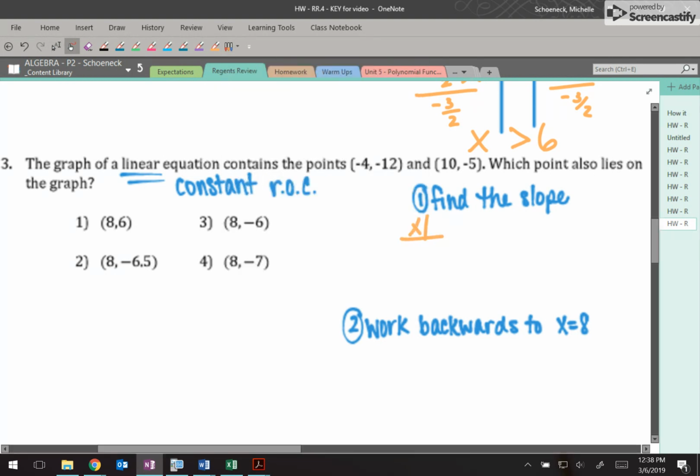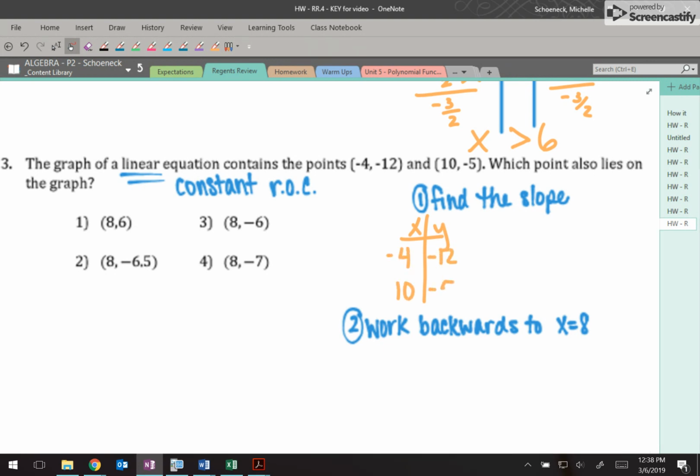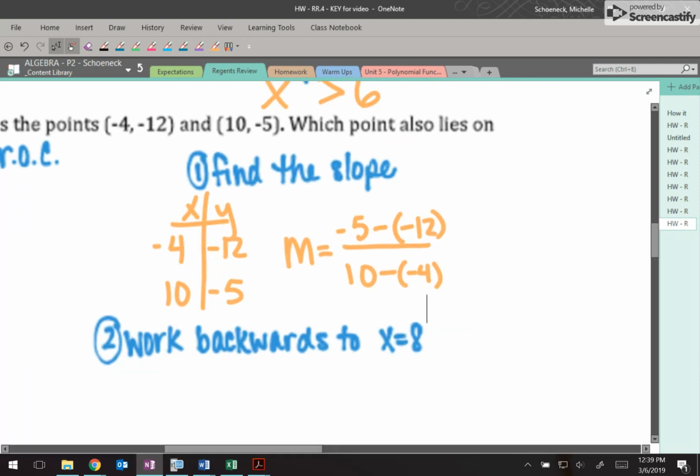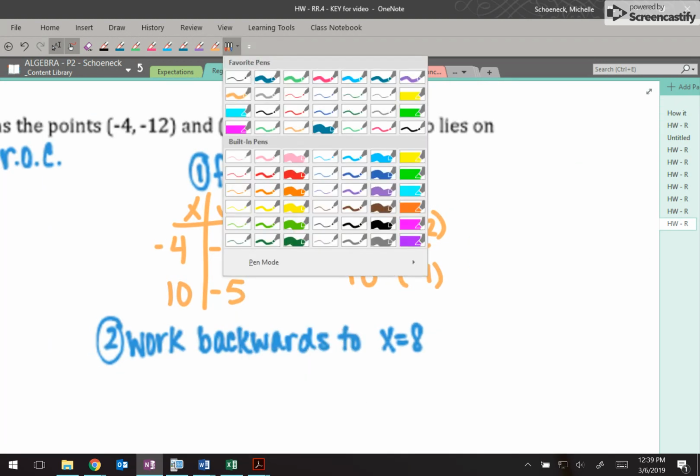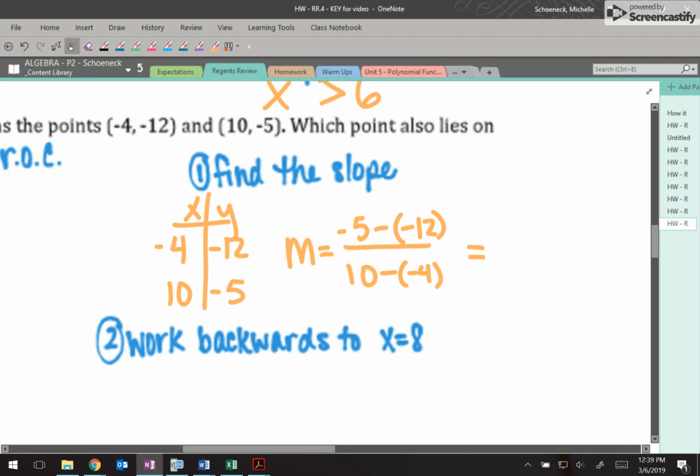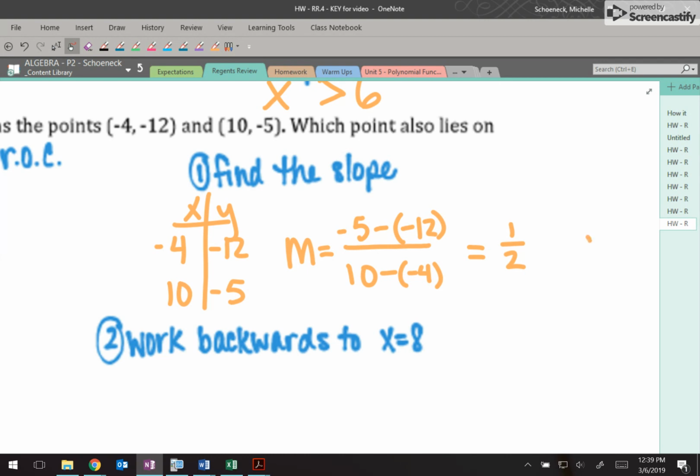All right, so we're going to make our mini table, -4, -12, and 10, -5, and we're going to find our slope. So remember, we're subtracting up, and it's always y's over x's. So -5 minus -12 over 10 minus -4. All right, when we get this, we can type this right into our calculator, and we get 1/2. So that means in the table, as we move down, we add 1/2.